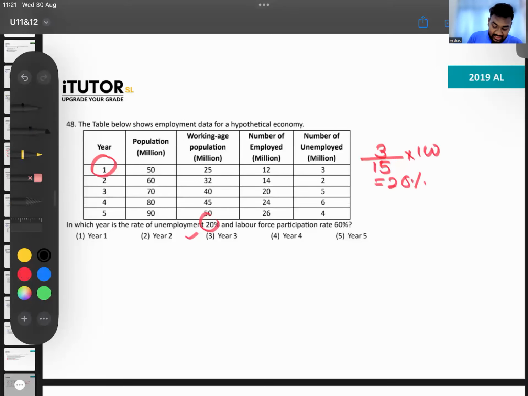Labor force participation rate, let's see if that is the answer. Labor force participation is how much? Labor force is 15. Working age population is 25. 15 over 25 into 100, that gives you 60%. That looks like the answer, right? Can I skip that without looking at the other answers? Can you all calculate and see? There can't be another answer. If I have done the calculation right, that has to be the answer. So you can calculate for year 2, 3, 4, and 5 and see whether it gives you 20 and 60. Probably it won't.